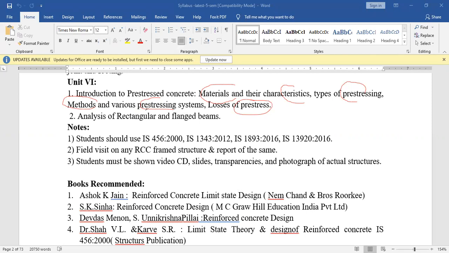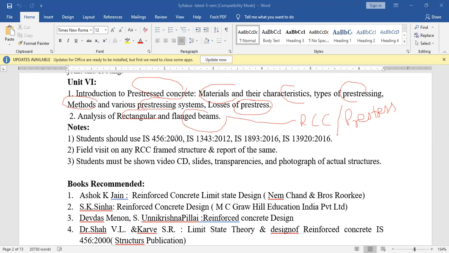And analysis of the rectangular and flanged beam in it. We'll see the introduction to pre-stressed concrete and the analysis of rectangular and flanged beams according to pre-stressed concrete. We have seen this in RCC, and we will see it in RCC as well as in pre-stress.